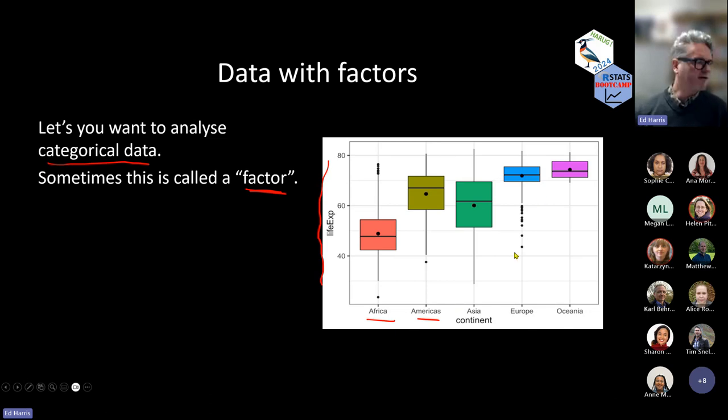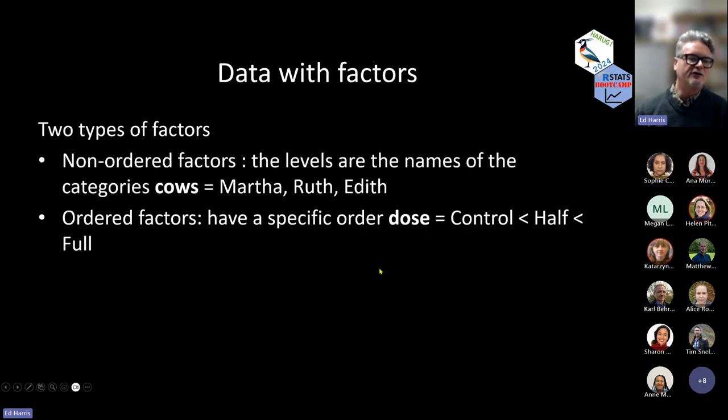So this would be an example of what we would analyze maybe within an analysis of variance or something. So this factor type is real important. We work with it right from the simplest traditional statistics up to the most complicated models. There are a lot of types of factors, but two broad categories are ones that are non-ordered. So they might be names of entities that don't have a particular order, like the names of cows where we've measured things repeatedly on them, like Martha, Ruth, and Edith.